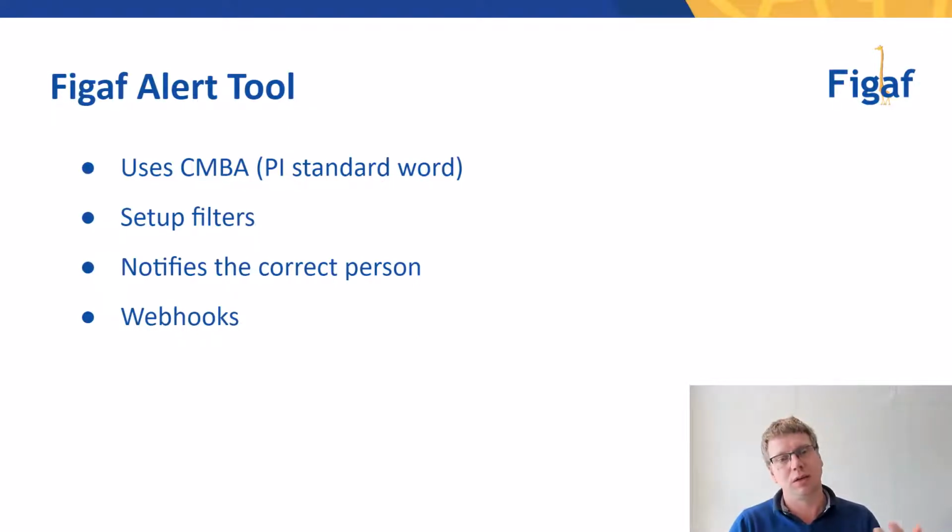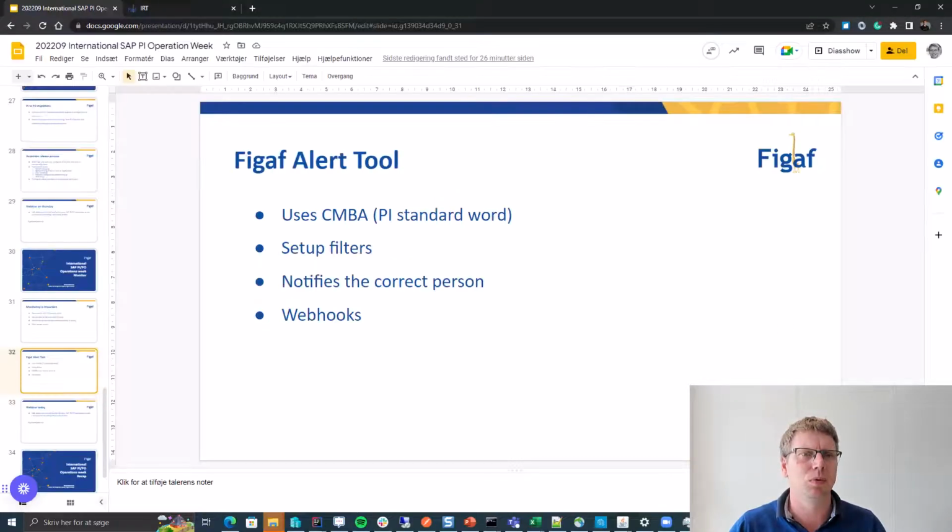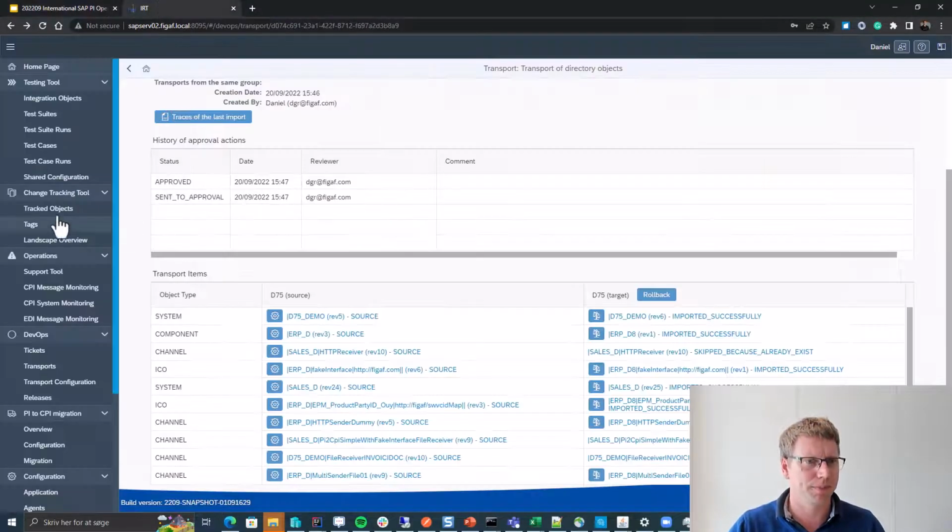That's the reason we created the Figaf tool, to enable you to set up rules for all messages. That means you just create one CMBA rule that covers all your integrations, and then you let the tool handle these things with a simple filtering setup using XPath. Then you can notify the correct person and show them how to fix it. You can send webhooks to external systems. Let me just show you what this tool is producing.